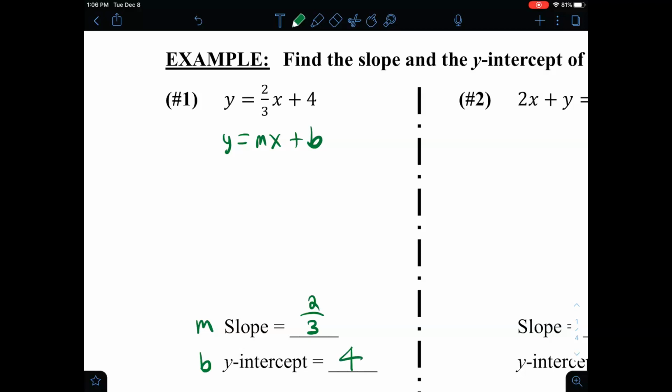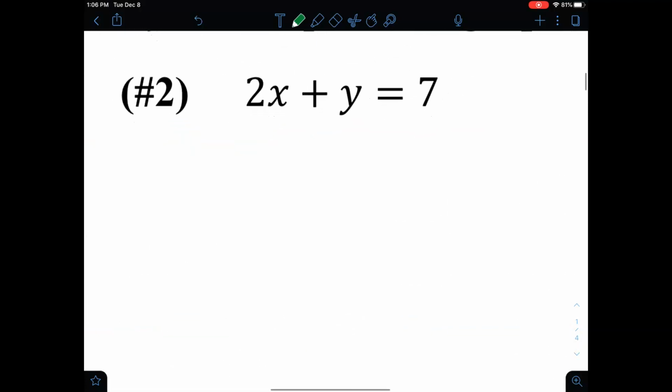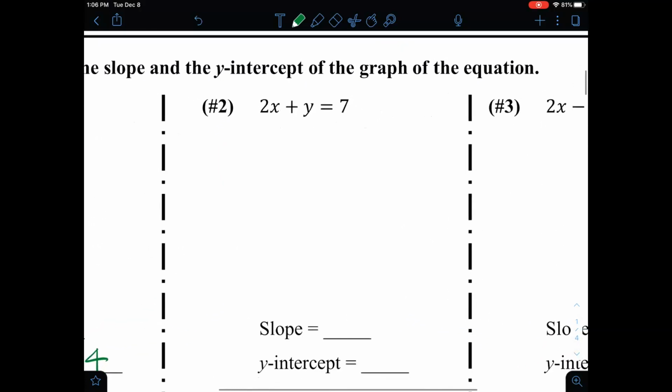That's as easy as it is. That's all you've got to do. If it's in y equals mx plus b form already, then it's pretty easy to find. But what's going to be a little bit challenging is that we're going to have to go back to solving equations for y, getting y by itself. That's why we've been practicing it in the last couple sections. So let's review that a little bit, okay?